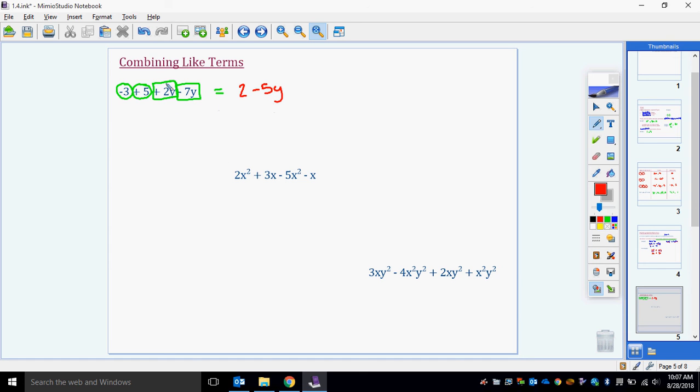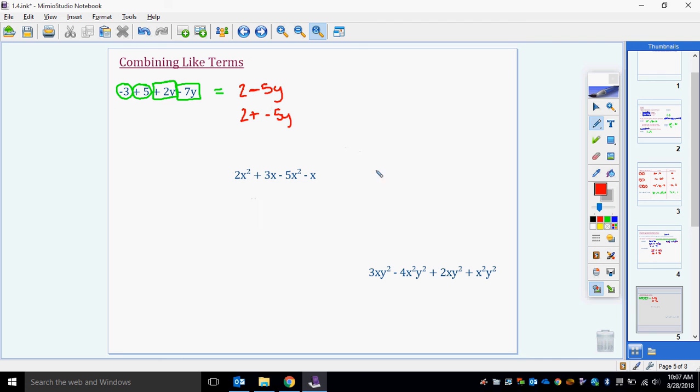Notice, I only deal with the coefficient part. It's not y squared or 2y. The y stays the same, and I just combine the front numbers, right? It's 2 yo-yos, take away 7 yo-yos. How many yo-yos do you have? -5. So I can write it as 2 minus 5y, or I could put it as 2 plus a -5y. Either one means the same thing.